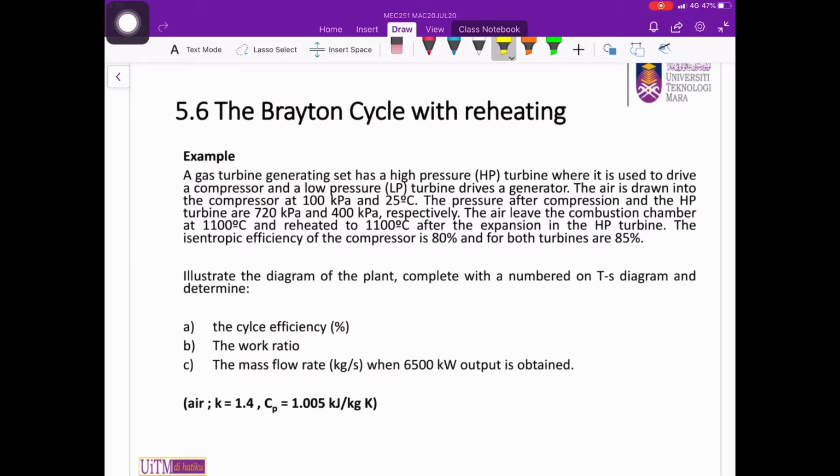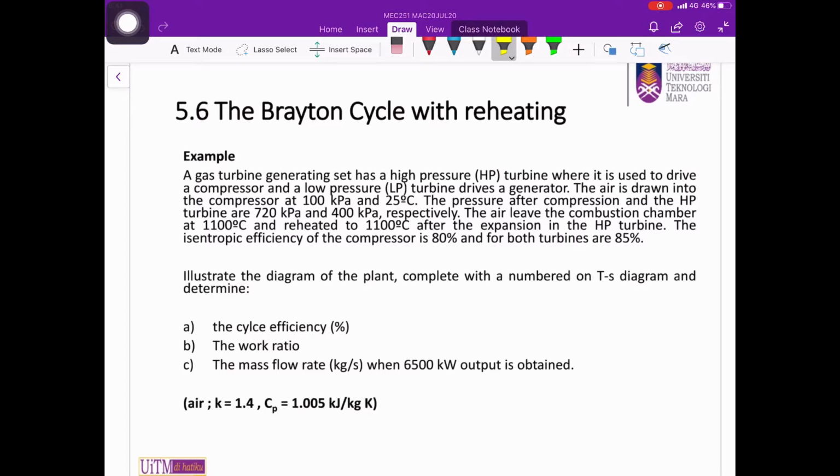Example, the Brayton cycle with reheating. A gas turbine generating set has a high pressure turbine which is used to drive a compressor, and a low pressure turbine drives a generator.